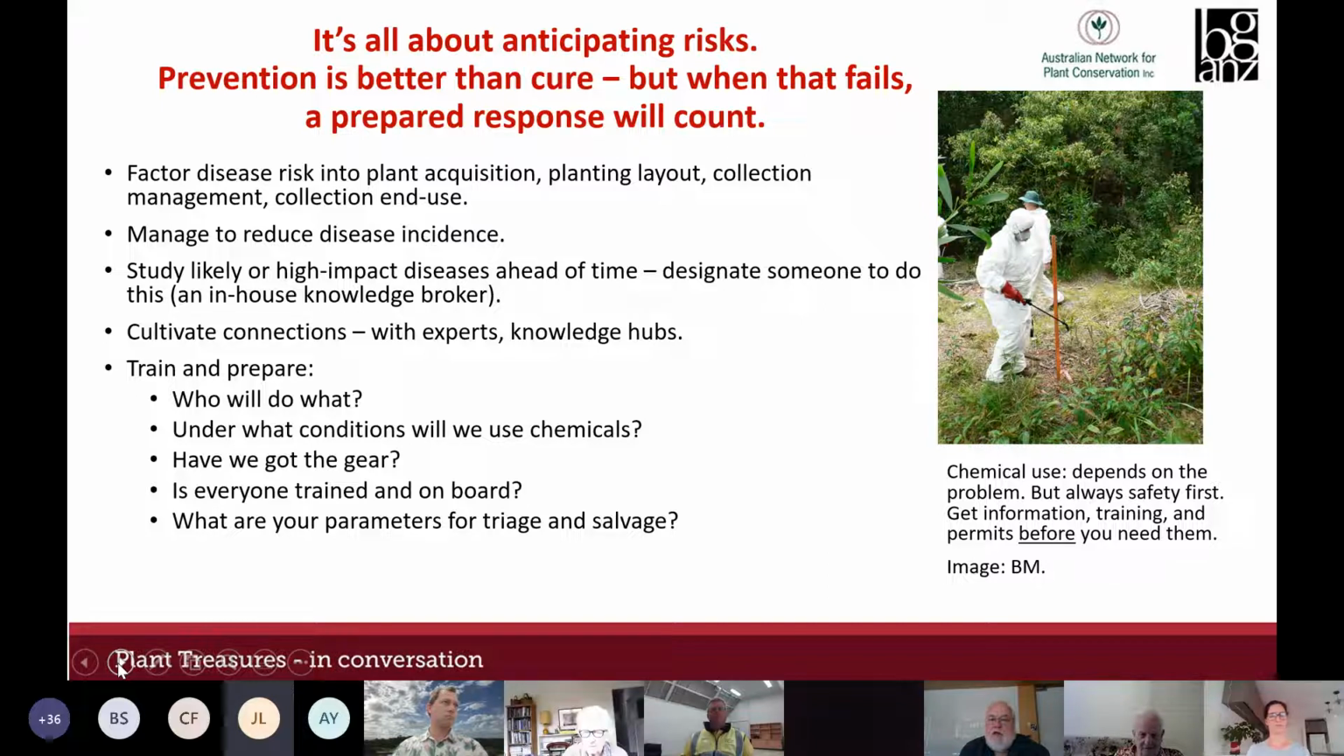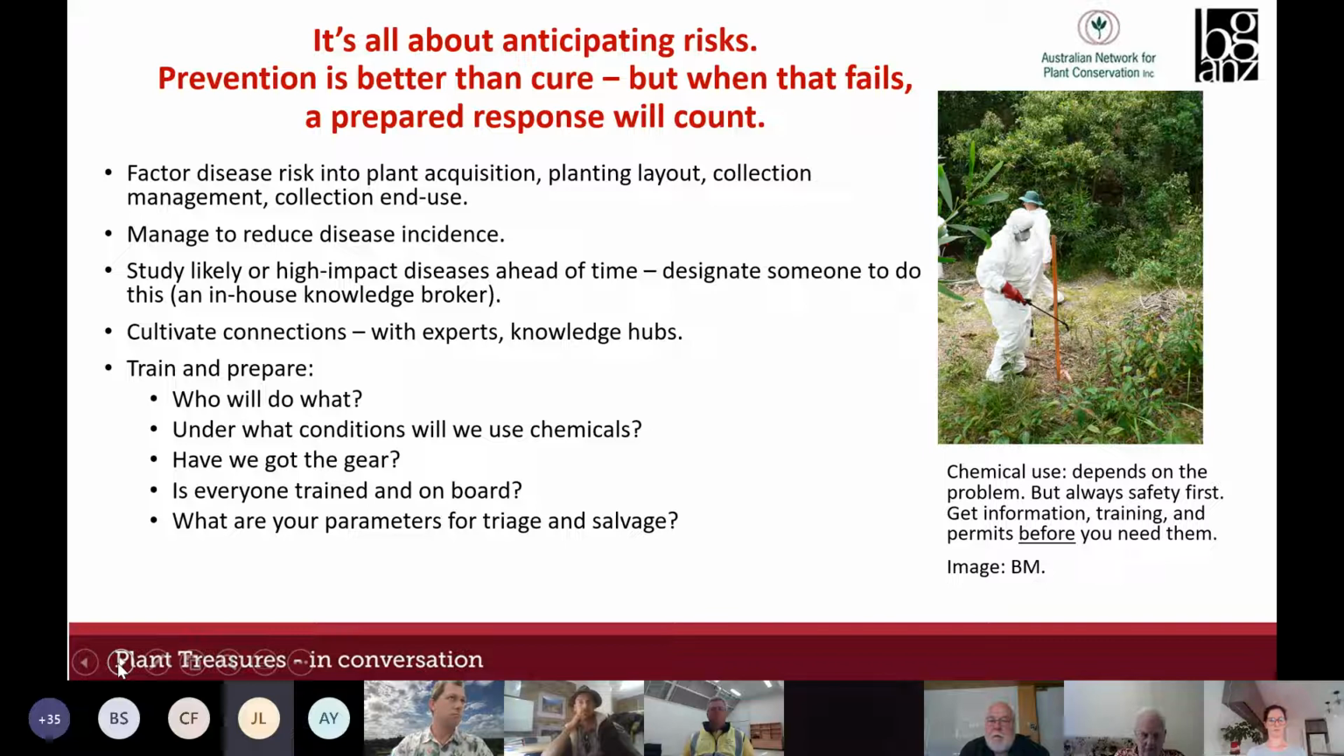Obviously, the more you can study likely or high impact diseases ahead of time, the better, because you can build up a bit of a knowledge base for those with recent reviews or papers, or better still, contact with experts. And it's worth considering whether you can designate somebody in-house to play that role, to become a knowledge broker, or at least a knowledge accumulator on a range of diseases that you consider as priorities. It's a good staff development exercise if you don't have a dedicated staffer already doing it, but it's also the sort of stuff that a skilled and sensible volunteer can do, depending on the size of your operation.